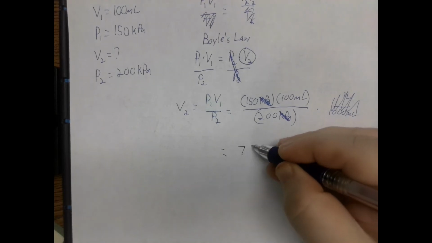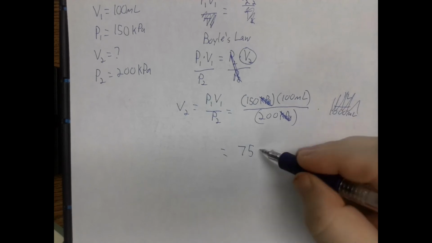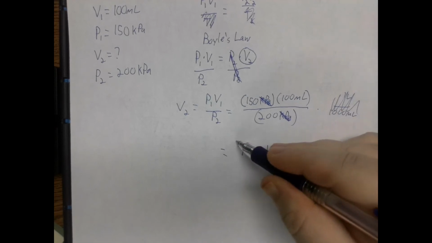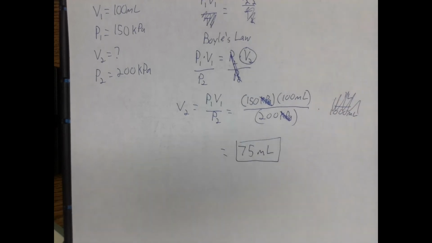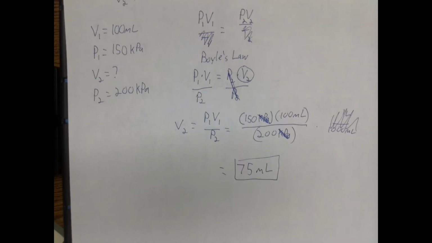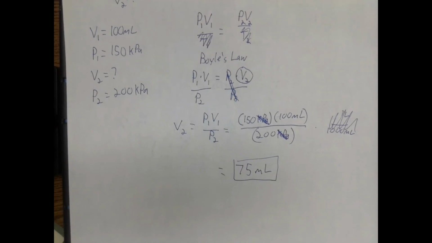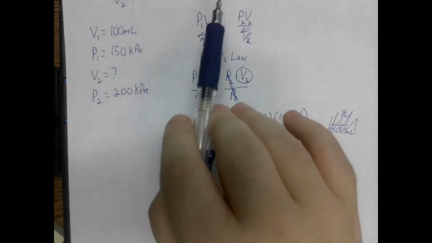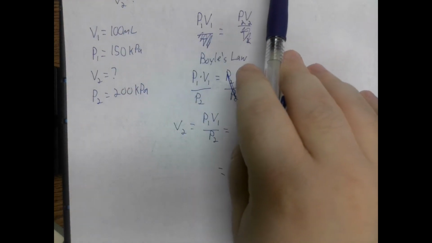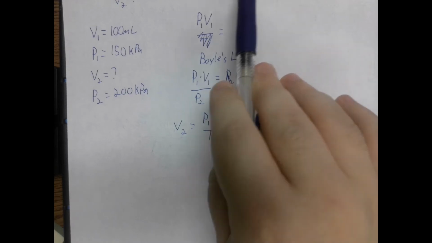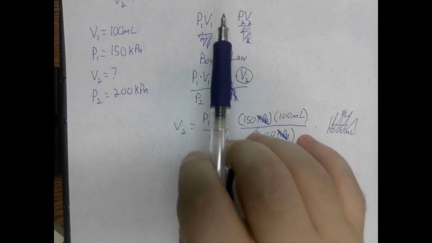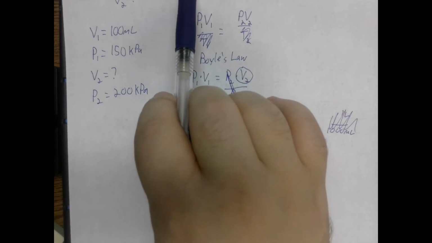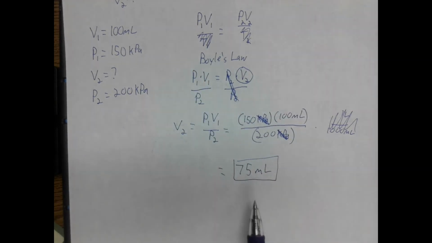And this is equal to 75. Our unit remaining is milliliters. So that's our answer. So what this says is if you increase the pressure of a gas from 150 kilopascals to 200 kilopascals, its volume would change from 100 milliliters to 75 milliliters.